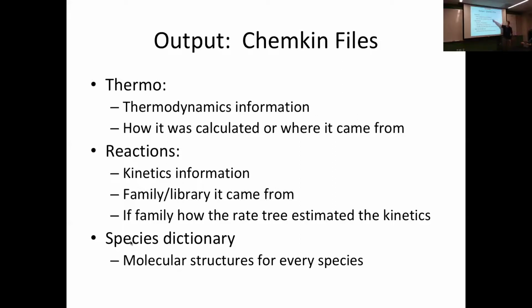The Chemkin files are right now where we store most of the most comprehensive information. It has all the thermo in Chemkin format, thermodynamics information, how it's calculated, where it came from, and kinetics, how the family library came from, how it was estimated in the rate tree, and then also a species dictionary with the molecular structures for every species.